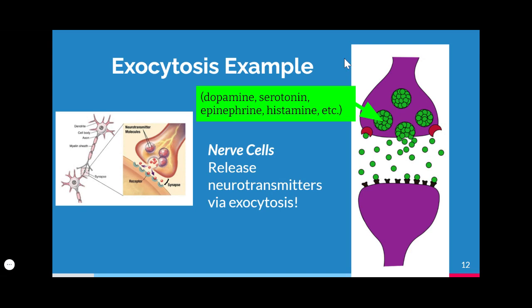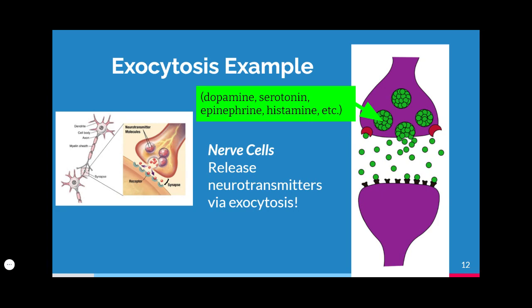Another example of exocytosis might be your nerve cells releasing neurotransmitters. So things like dopamine and serotonin, epinephrine, histamines. When you take an antihistamine, you're preventing the release of that histamine.